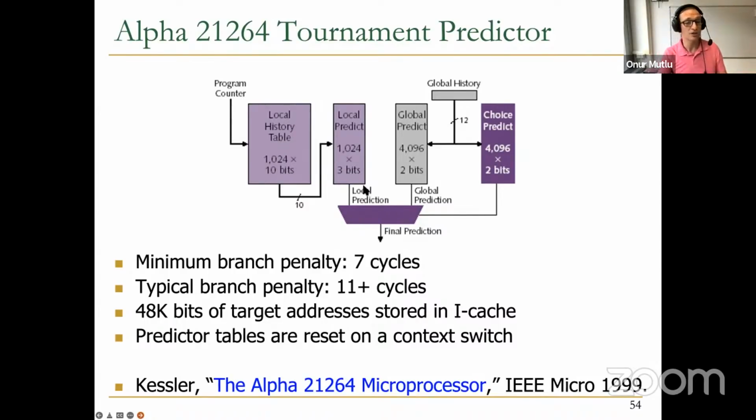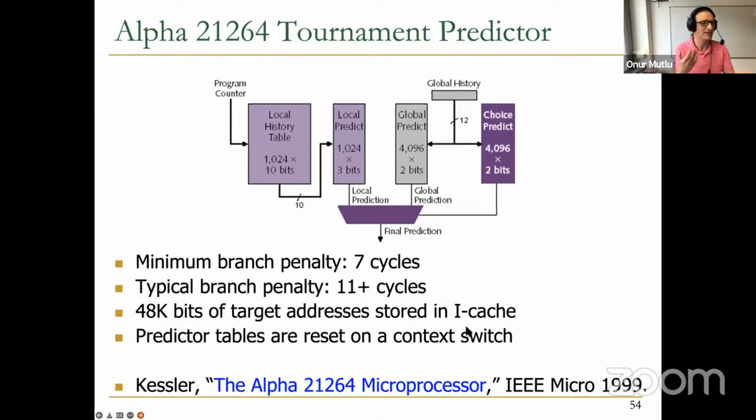In this machine, this was important. The minimal branch penalty was 7 cycles. Typical branch penalty was much longer because of out-of-order execution. And the target addresses were stored in the I cache, instruction cache. This is basically the branch target buffer being part of the instruction cache. And they reset the predictor tables on a context switch also.